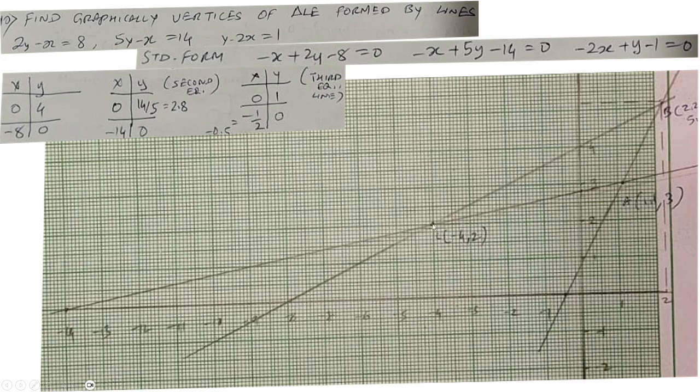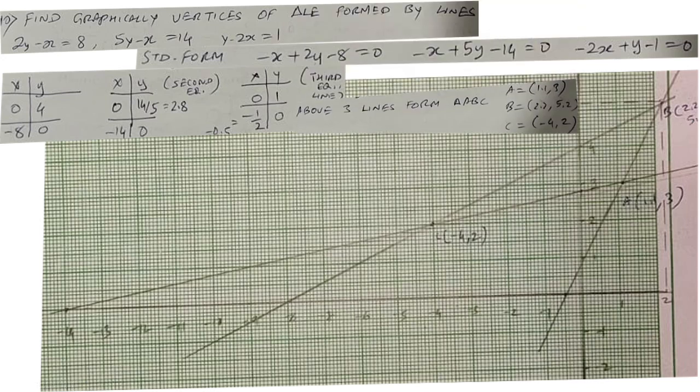Okay, so the point C is minus 4 comma 2. Point A is approximately 1 comma 1.3, right? Point B is approximately 2.2 comma 5.2, that is 5 units on the y-axis. So the 3 lines form triangle ABC, where A is 1 comma 1.3, B is 2.2 comma 5.2, and C is minus 4 comma 2.